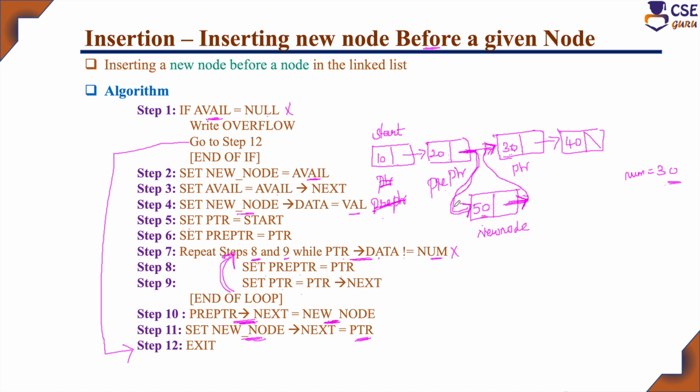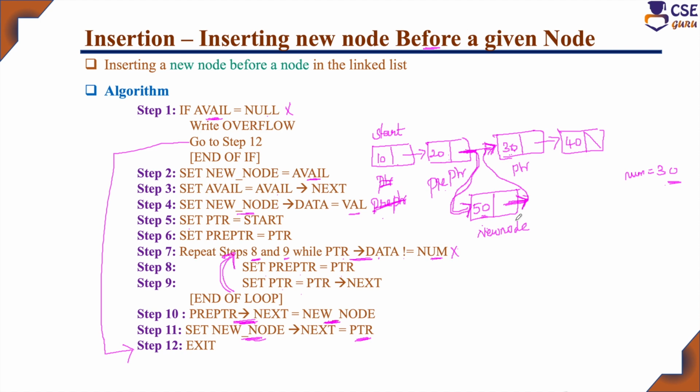Pre-PTR of next, 20, element 20 of next, mark it as new node. New node of next, mark it as PTR. Just this connection, direct connection you are breaking. In between, this pointer only you are changing. Okay. Now, this new node will be inserted before the given number. Before the node 30, this new node is inserted. Okay. So, this is inserting a new node before a given node.